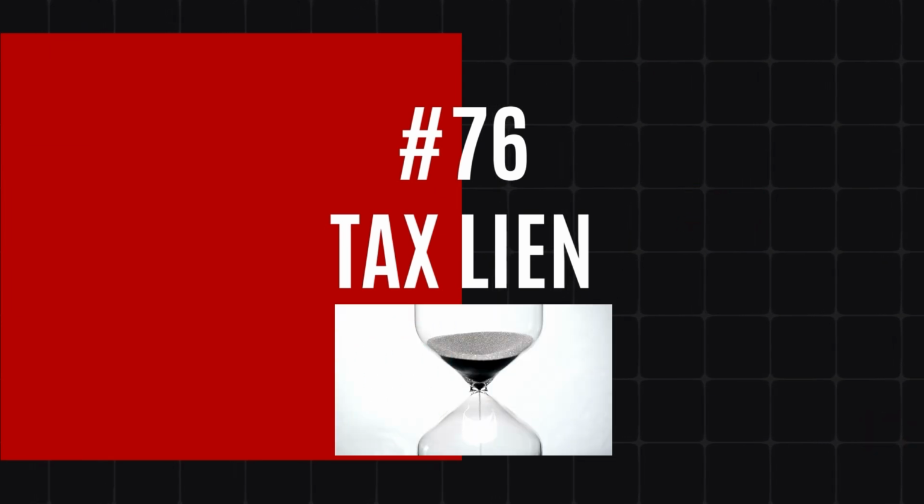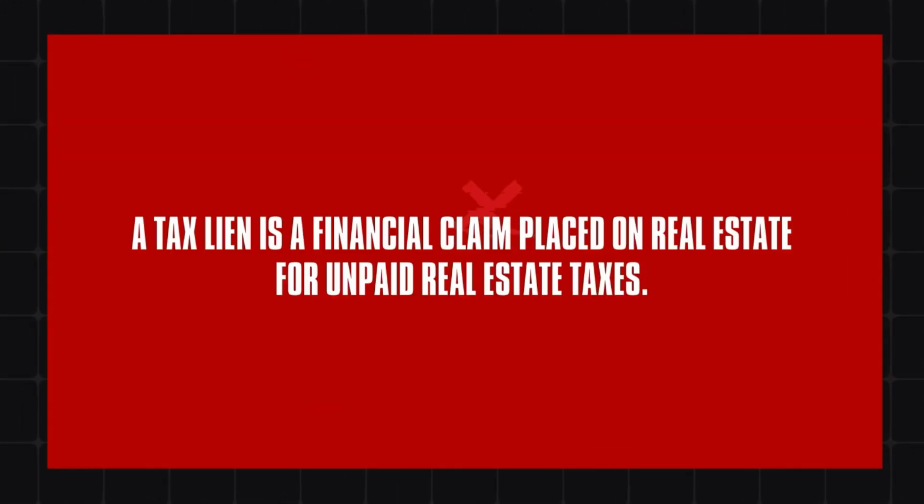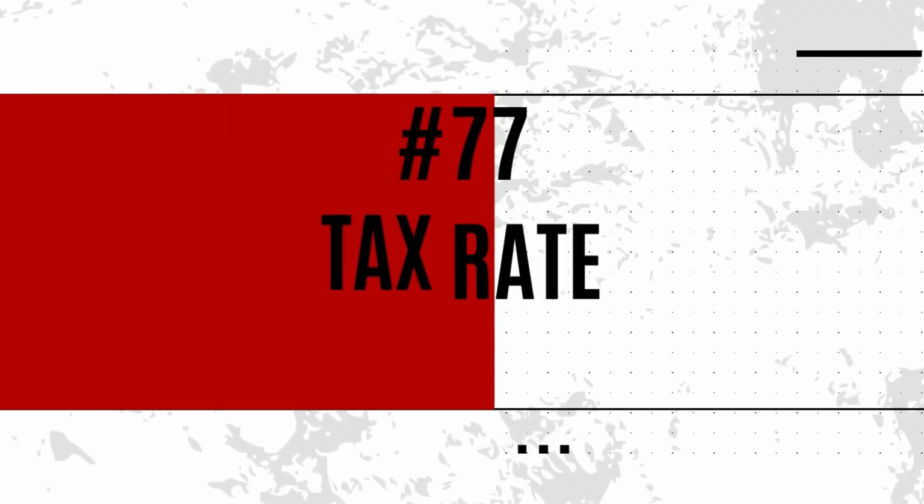A tax lien is a legal claim imposed on a property due to unpaid real estate taxes, ensuring the government's interest in the property until the outstanding debt is settled. Sticking with the definitions relating to tax, here is another one: tax rate.